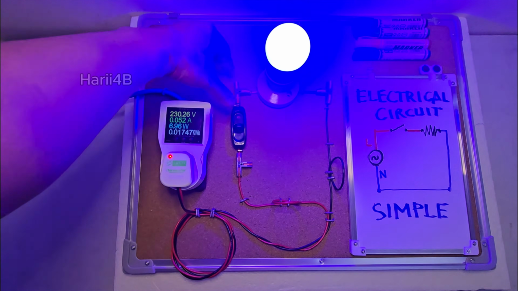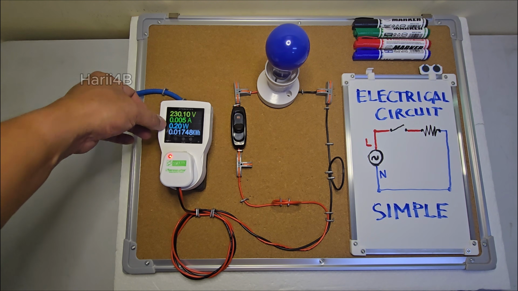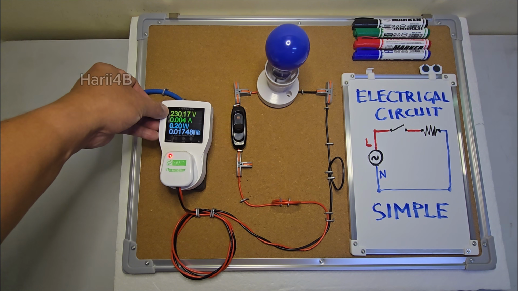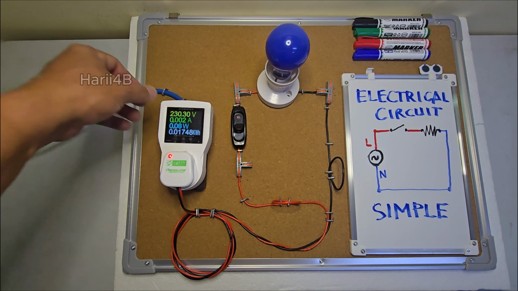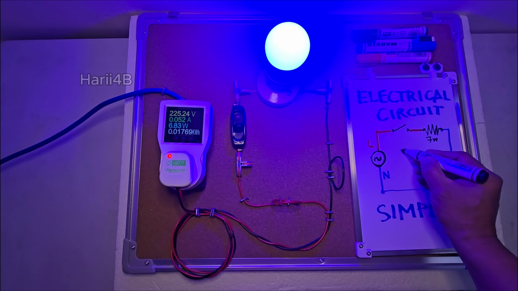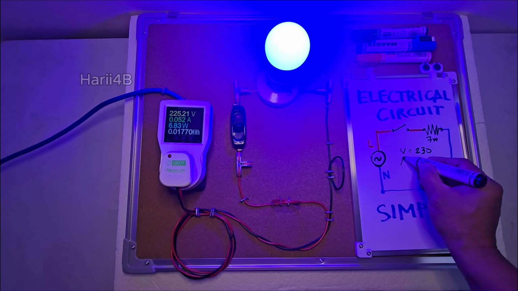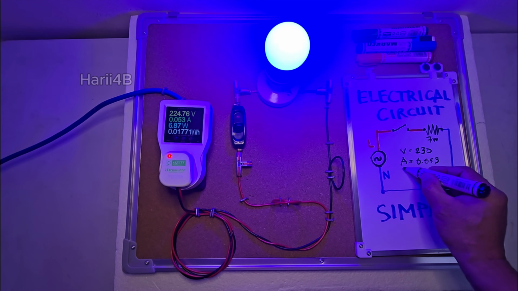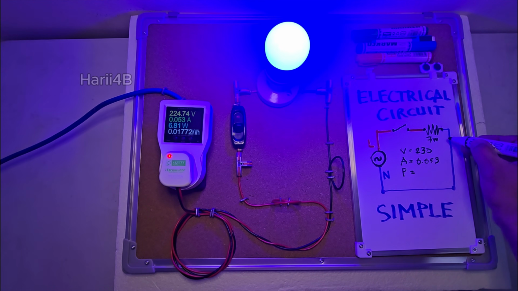Now we switch off again. Power meter is turned back to almost 0 amps and 0 watts. Voltage remains the same, 230 volts. So we will record our power meter reading. Our voltage is around 230. Our ampere is 0.053, and our power is more or less 7 watts consumed.